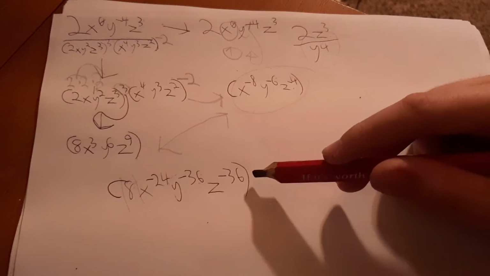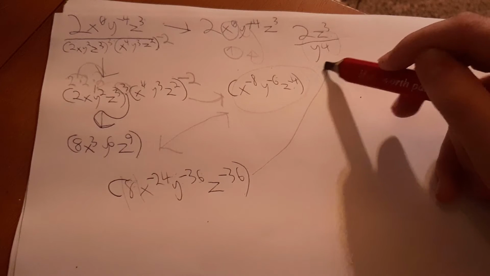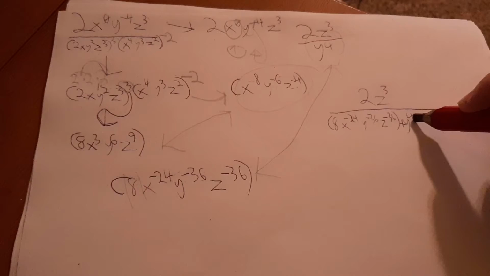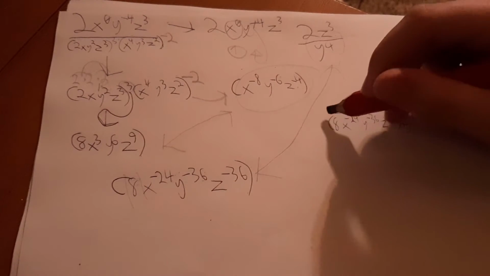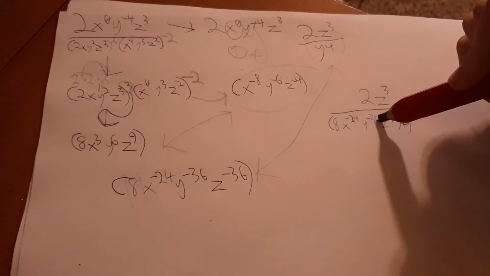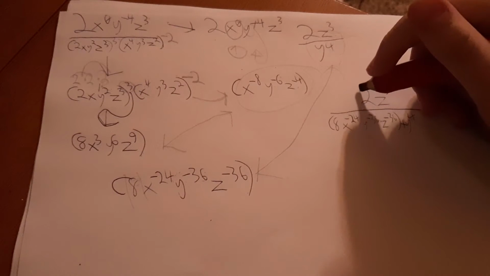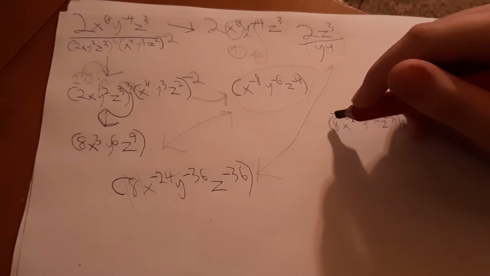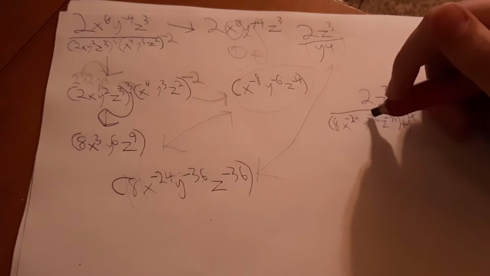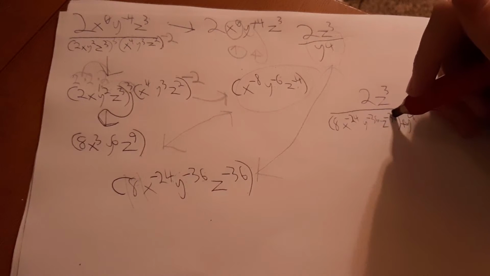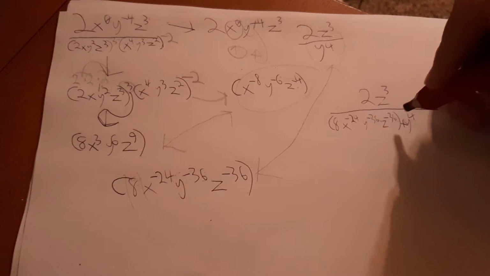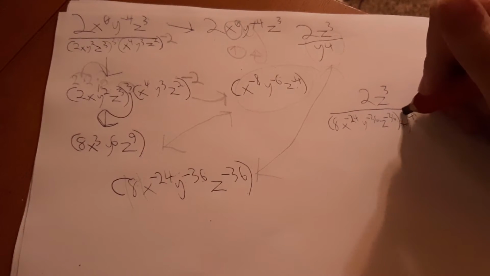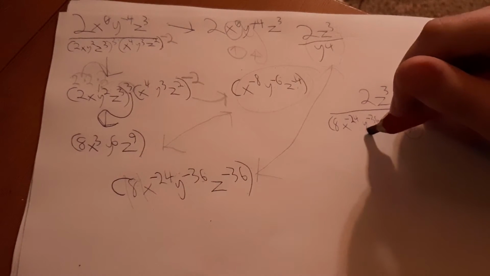Now that we have both sides of our equation, let's go ahead and recombine them together again. There we go. We have put this equation from over here into the bottom of our equation again. So now we have 2z cubed over, in parentheses, 8x to the negative 24th, y to the negative 36, z to the negative 36, and parenthesis, plus y to the 4th. I put the plus here because our y to the 4th is not part of this y.